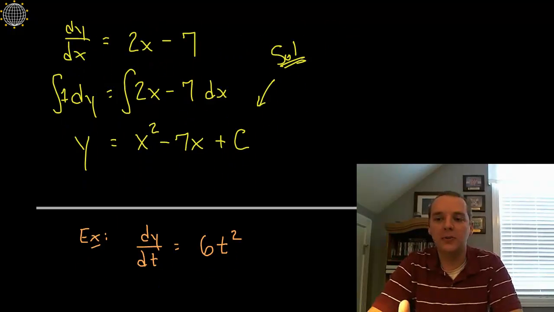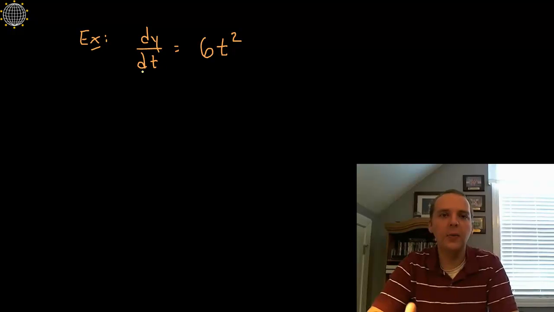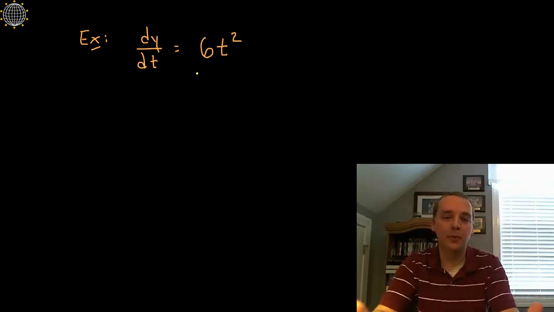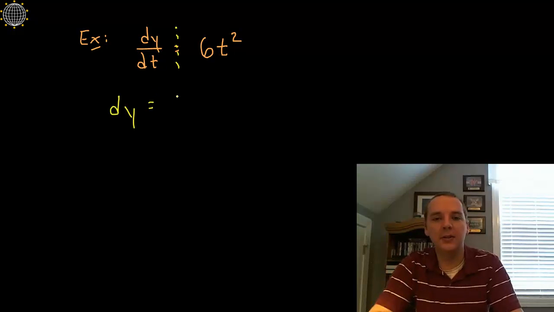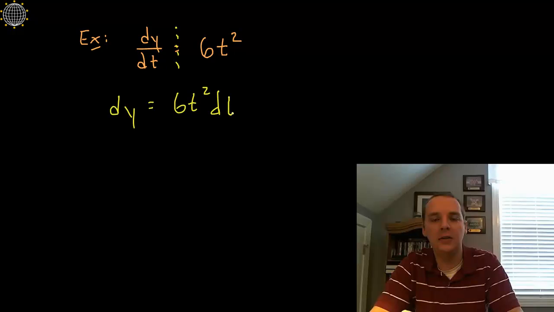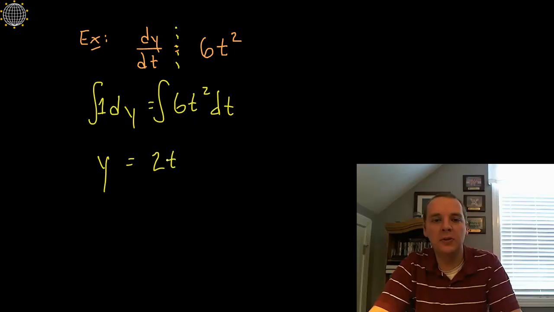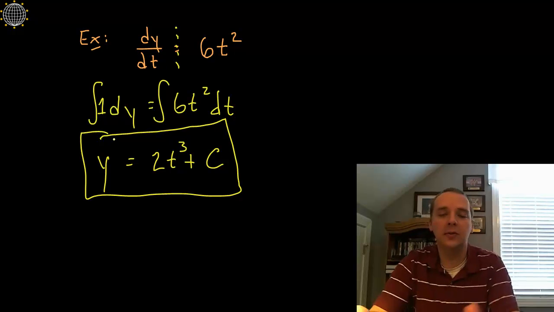Let's close off this video with one last example: dy/dt equals 6t squared. Again, this is a first order differential equation. It's what we call separable, meaning that we can separate the variables. So we put the y's on the left and move the t's to the right: dy equals 6t squared dt. We integrate. The integral of the left-hand side, with an understood 1 here, is y. The integral of 6t squared is 2t cubed plus c. That would be the solution to this differential equation.